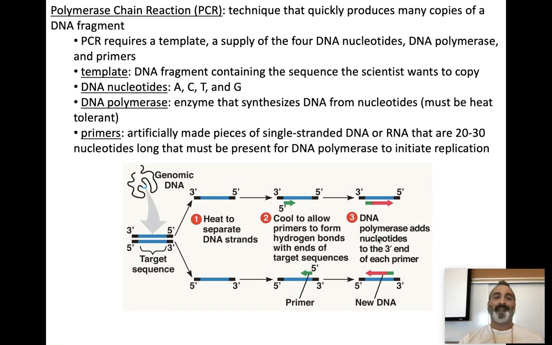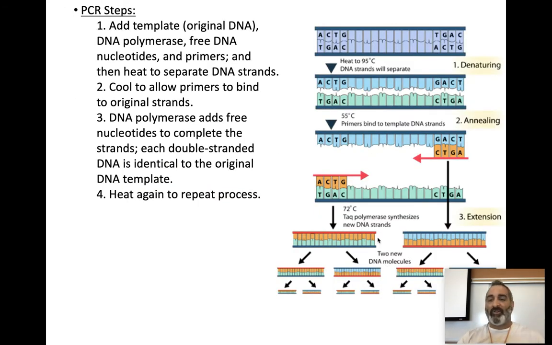And here are the PCR steps. These are steps 1 through 4, and I explained them to you using that picture a second ago. So once again, you add your template, you add your enzyme, you add your nucleotides, you add your primers to begin the process, you heat it, and the heating separates the strands, and then you cool it, the primers attach when you cool it, and then DNA polymerase starts adding nucleotides in the 5' to 3' direction, and it does it again, and then it does it again, and then it does it again.